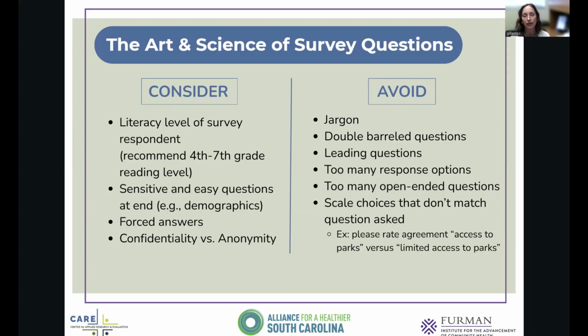And then last, one tip that we have around avoiding is scale choices that don't match questions. So for example, if you're asking them about their level of agreement around access to parks, like if you wanted to know, is this important to them? And if you write access to parks, well, what do you mean by access to parks? Really what you were probably saying is limited access to parks. And you want to know, do they agree that this is an issue in their community versus just saying access to parks? So these are just some little tips for you in terms of thinking about if you're developing a survey.